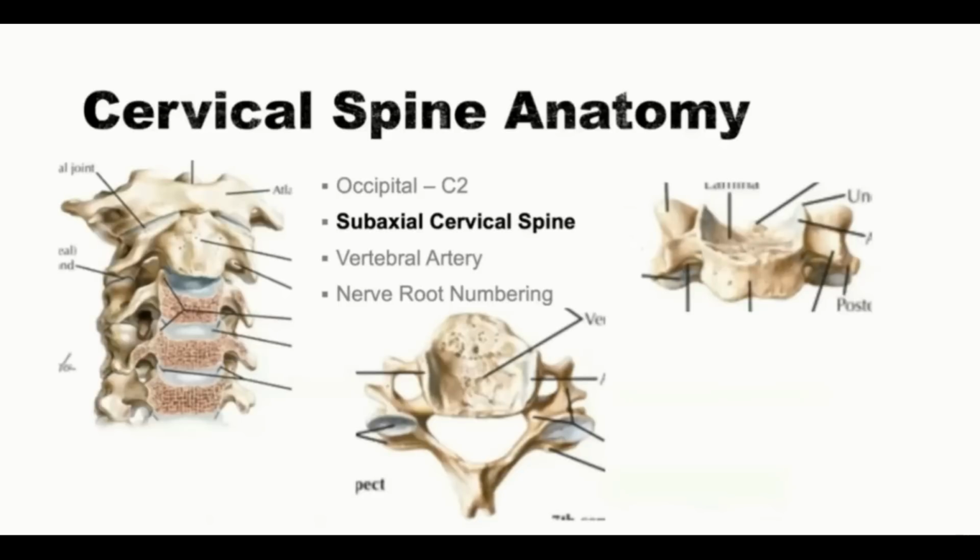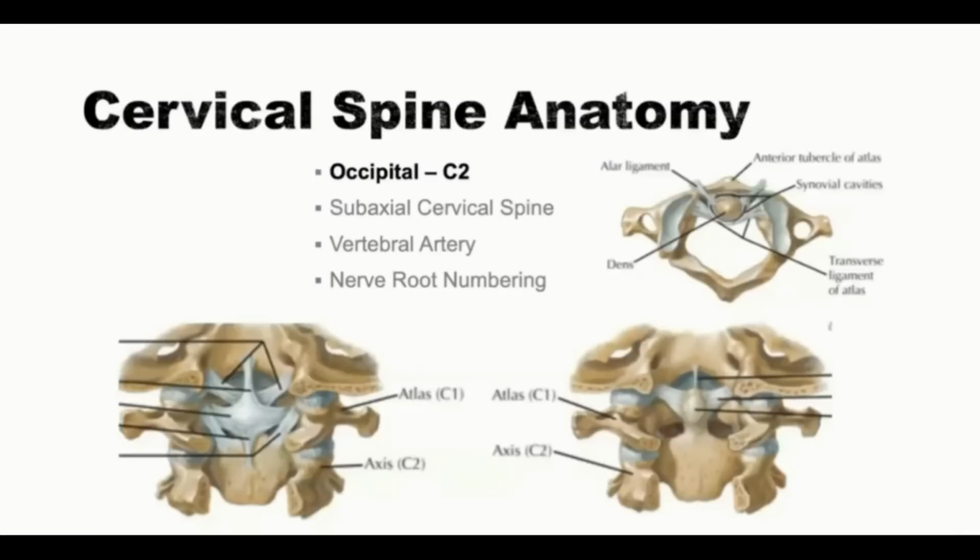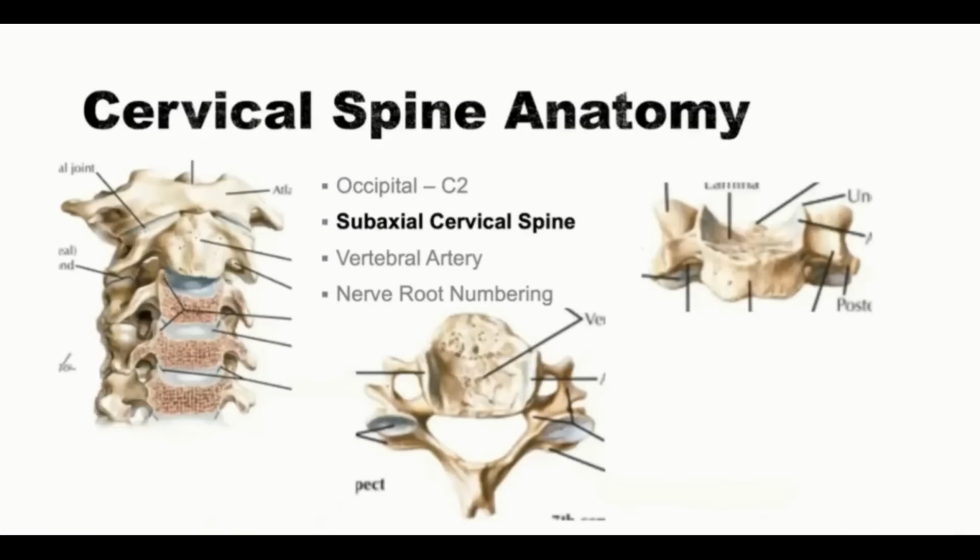The subaxial spine. This is a fancy term for everything below C2. So as you saw in the previous slide, C2's nickname is the axis. So everything below that is the subaxial spine. The osteology here is still very unique, but also very redundant. It becomes much more reliable.